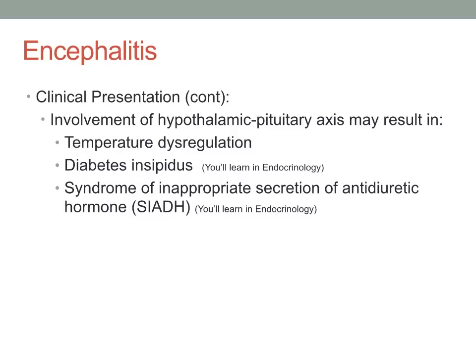You can have involvement of the hypothalamic pituitary axis, and so you'll get temperature dysregulation. You can get diabetes insipidus, which you're going to learn about coming up next with Dr. Hellwig. And you can get syndrome of inappropriate secretion of antidiuretic hormone, which is a whole lecture in itself, which Dr. Hellwig is going to go into. Just understand that these are other things that you can see with hypothalamic pituitary axis involvement in encephalitis.